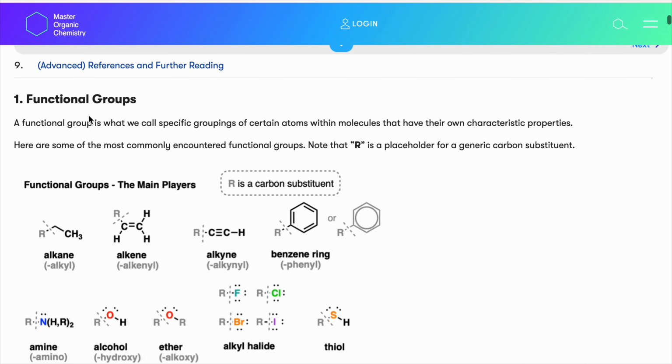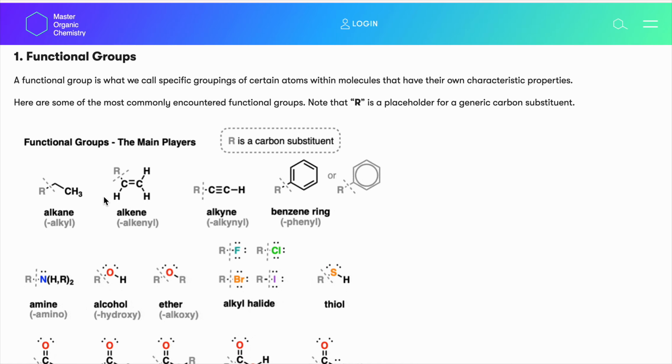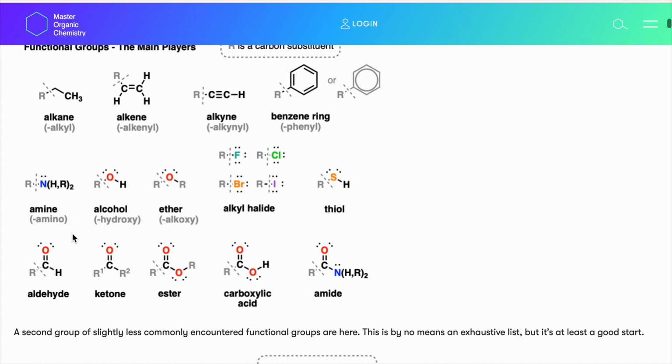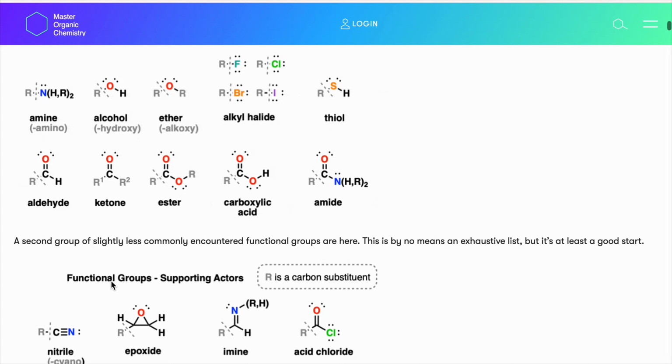Okay, let's see the first functional group. A functional group is what we call specific groupings of certain atoms within molecules that have their own characteristic properties. Here are some of the most commonly encountered functional groups. Note that R is a placeholder for a generic carbon substituent. Alkane. Then alkene if a double bond is present, alkyne if triple. This is a benzene ring. Amino group, alcohol group OH, ether group, alkyl halide, thiol, aldehyde, ketone, ester, carboxylic acid, amide.